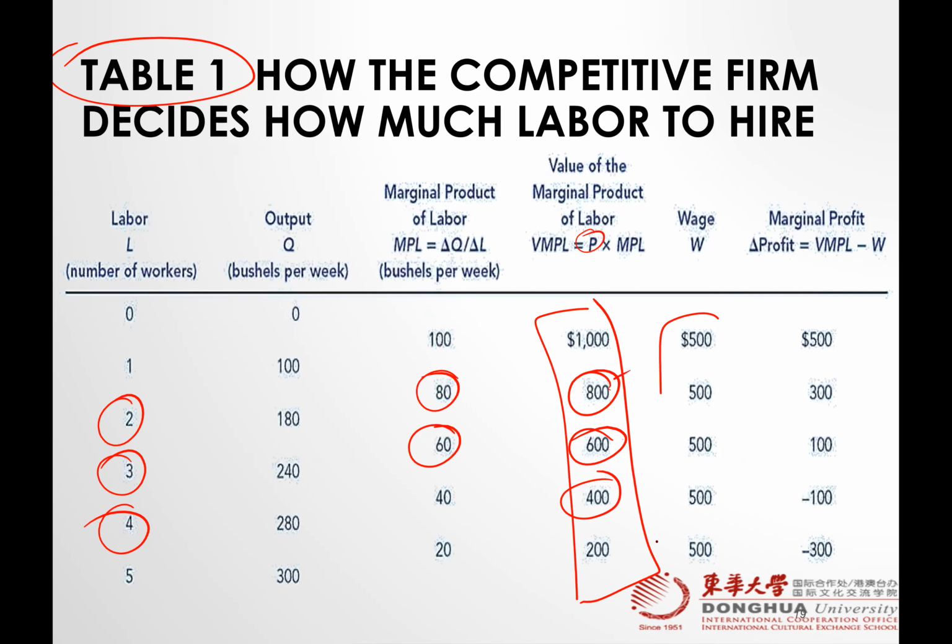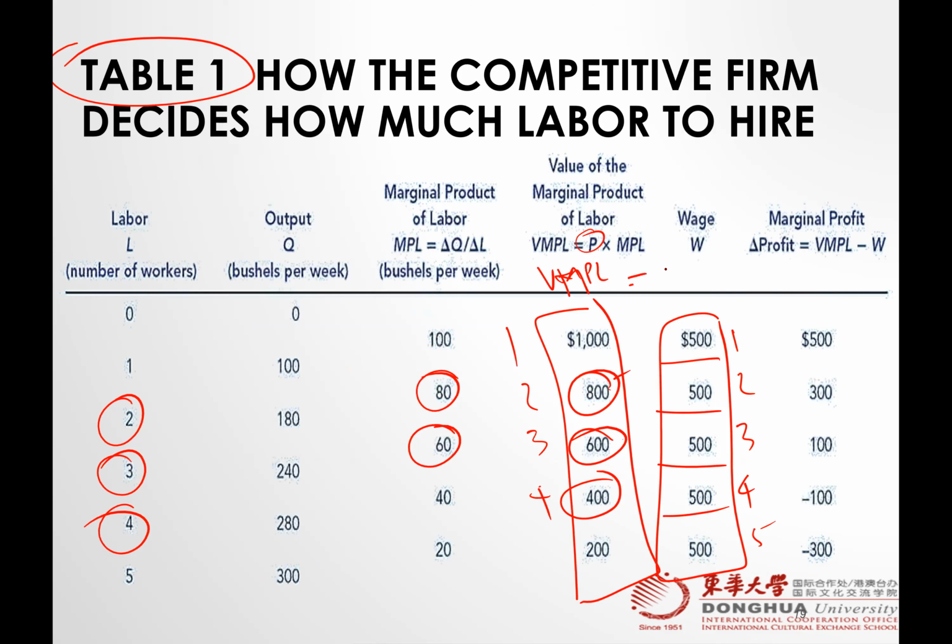The wage per week for workers is $500. So where do we need to stop hiring? Can you answer? Where MC is equal to MR, or where the value of MPL, marginal product of labor, is equal to wages.